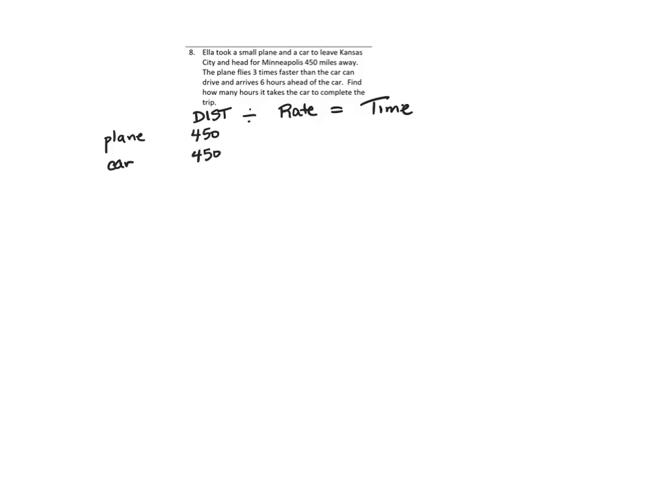But it does say that the plane flies 3 times faster than the car can drive. So the plane's rate's 3x and the car's rate's x. Let's write that key. Let x equal the car's rate and let 3x equal the plane's rate. So the time by plane would be 450 divided by 3x. And the time by car would simply be 450 over x.